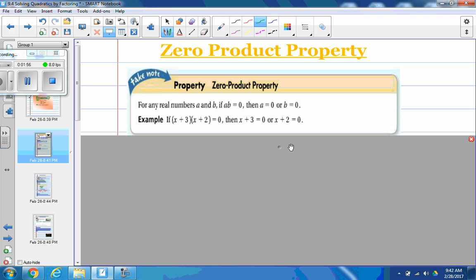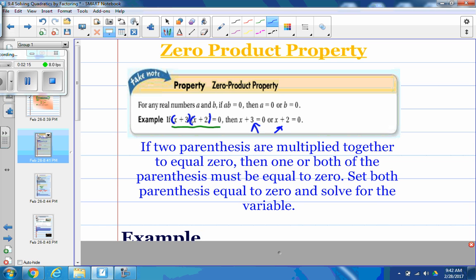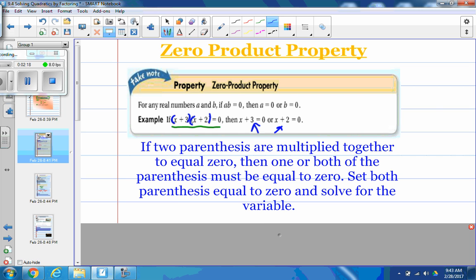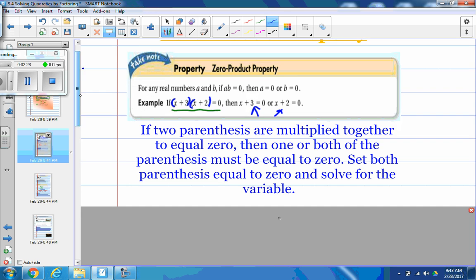And here's an example. If we get a quadratic and we factor it and we get (x plus 3) times (x plus 2) equals 0, well, obviously, one of those two things has to equal 0, either the x plus 3 or the x plus 2. So we set them both equal to 0 and then solve for x. And that's how we're going to get our solutions. So, in words, if two parentheses are multiplied together to equal 0, then one or both of the parentheses must equal 0. So we're going to set both equal to 0 and solve for the variable.